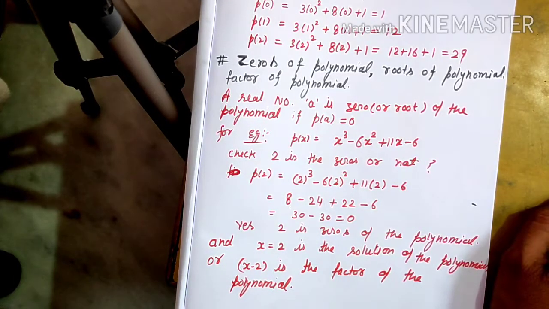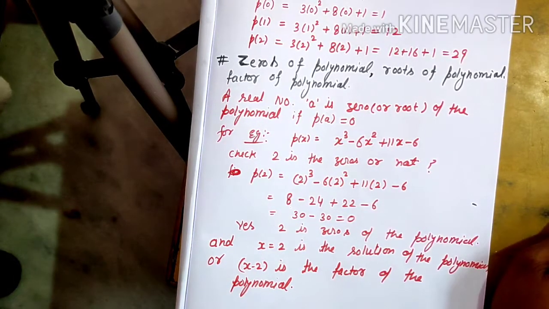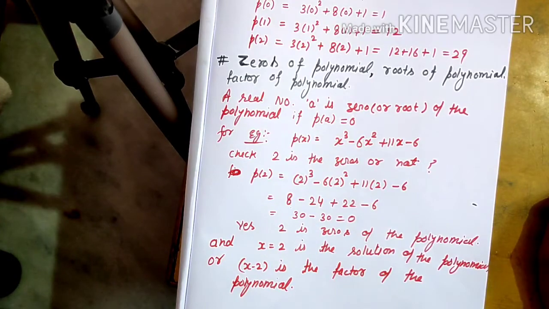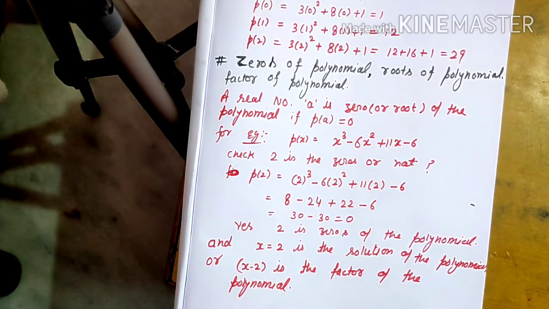Now student, this is also important topic. The zeros of the polynomial, roots of polynomial or factor of polynomial, all the three are the same things. So let us study what is zeros of the polynomial. A real number a is called zeros or root of the polynomial if pa equals to 0. What does it mean?